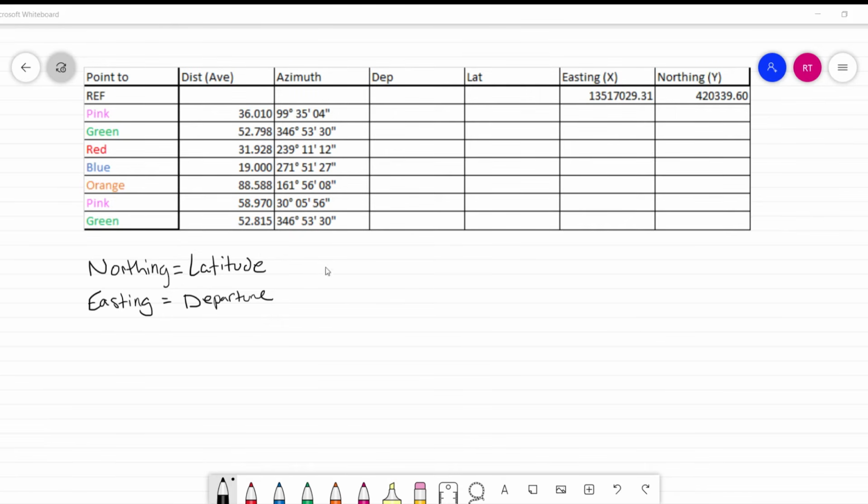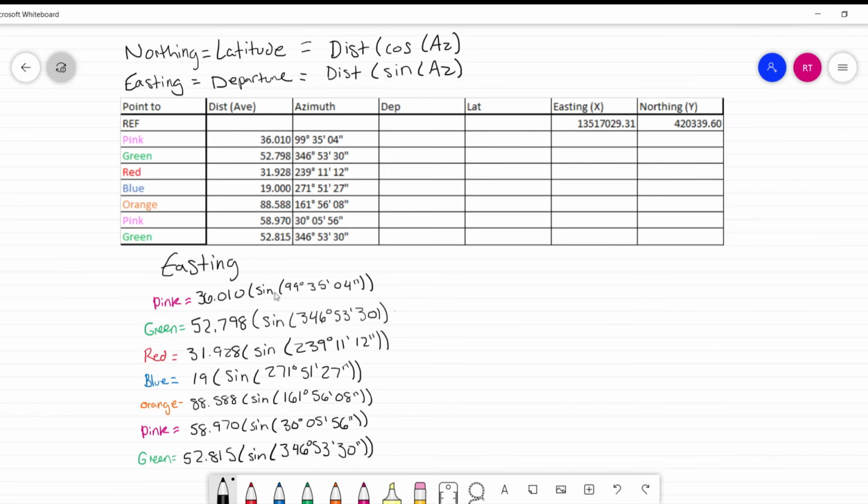The formula to calculate latitude is always going to be the distance times the cosine of the azimuth. And to calculate departure, it's always going to be distance times the sine of the azimuth. So we're going to use these formulas to calculate all of the latitudes and departures for all of our points. I've set these equations all up based off of this formula.